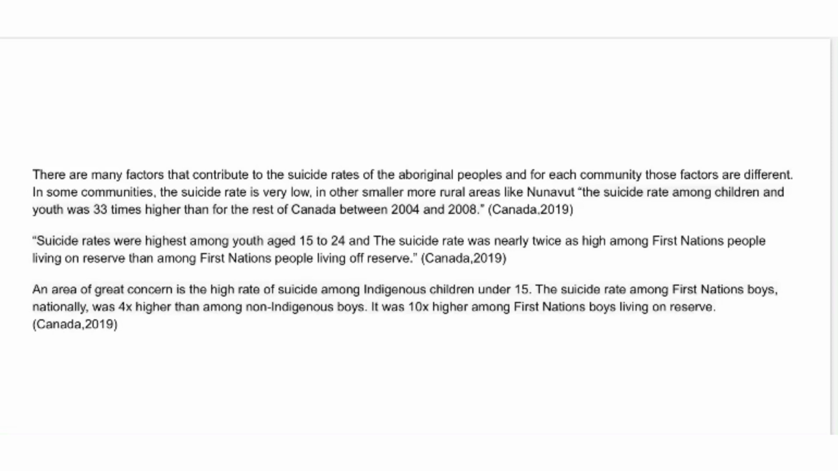An area of great concern is the high rate of suicide among Indigenous children under 15. The suicide rate among First Nation boys nationally was 4 times higher than that among non-Indigenous boys. It was 10 times higher among First Nation boys living on the reserve.